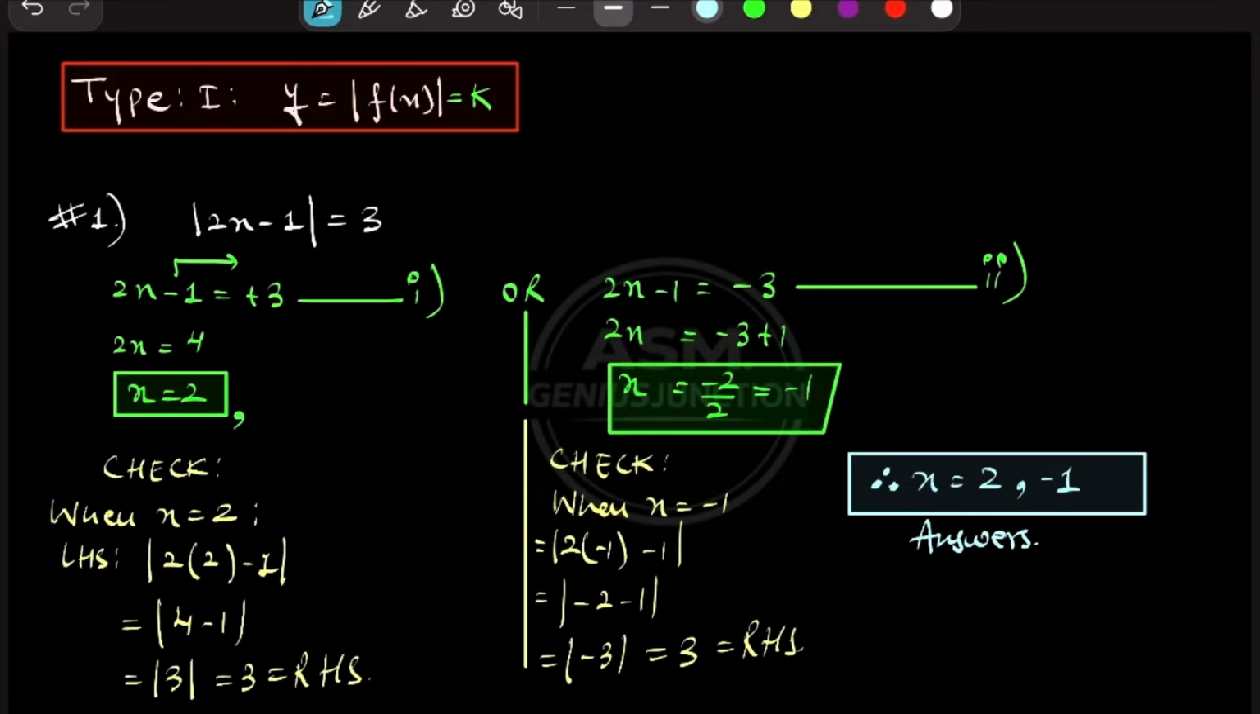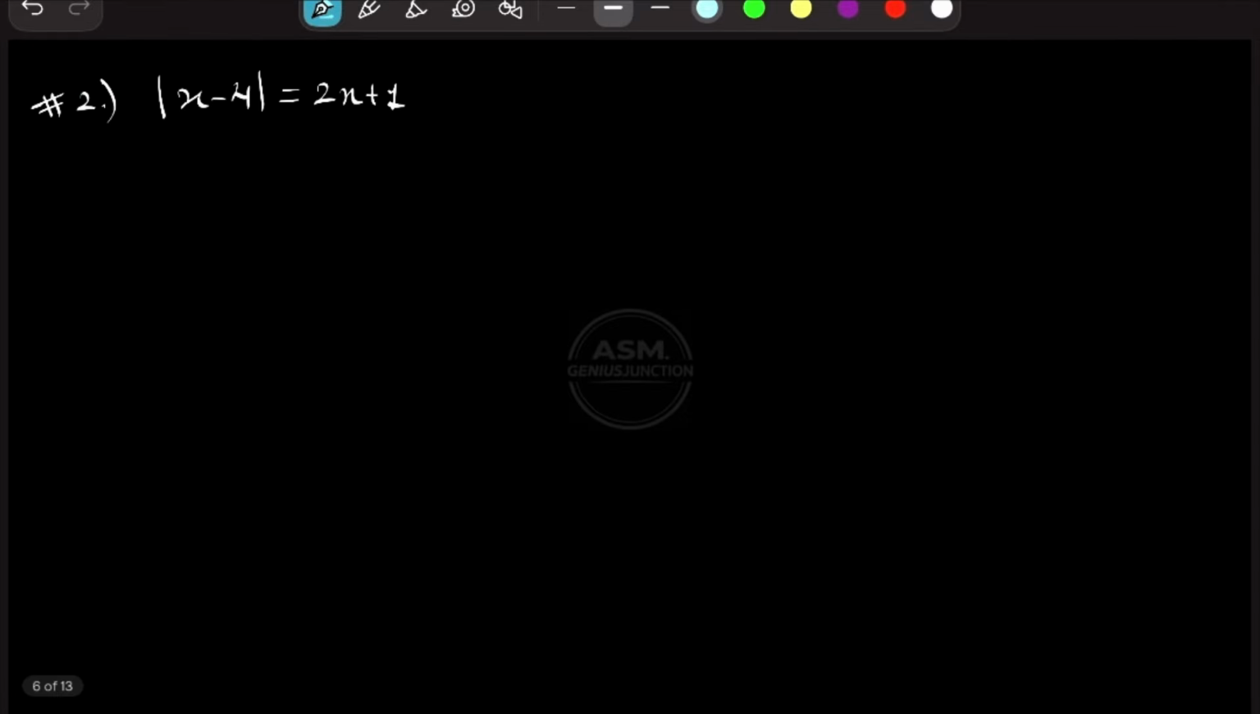Let's understand one more question of this type. Again, this time you are having a modulus function on the left hand side, and on the right hand side you are having a linear function. My strategy is going to remain the same.